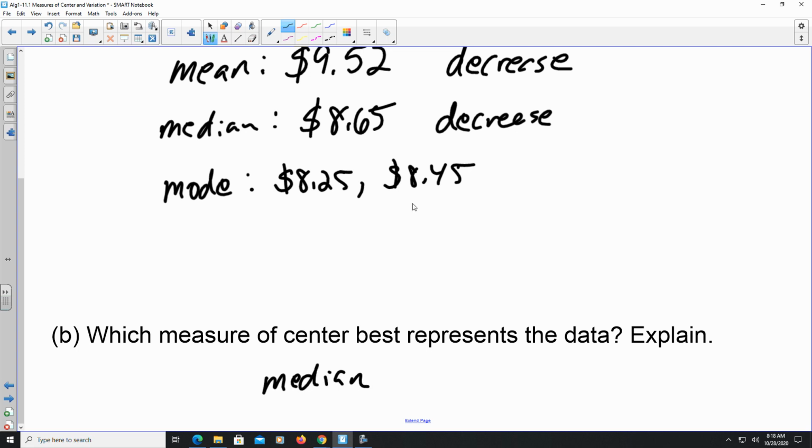Because 952 is still on the high end of the wage scale, and we're trying to find something that's in the middle. Okay.